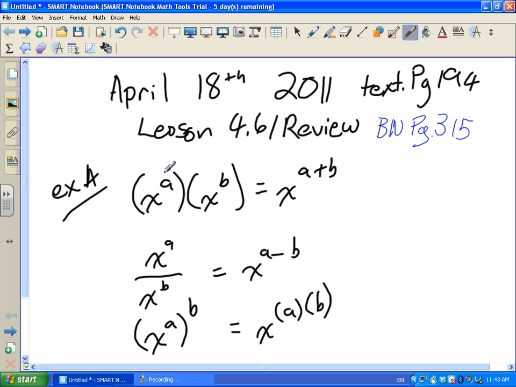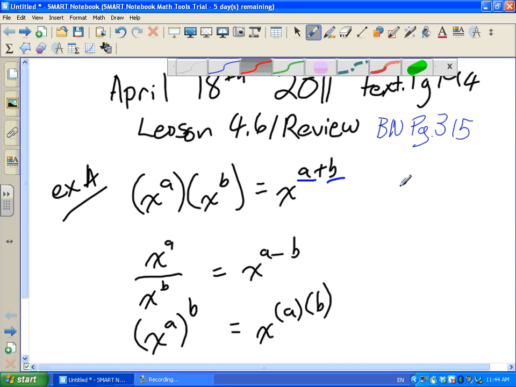So when you have the same base, so we have x and x, could be any numbers, 5 and 5, negative 12, 12, whatever you like. And they have exponents, and you're multiplying them. So for instance, this base is the same. The first exponent is a, and the other exponent is b. When you're multiplying numbers with the same base, and they both have exponents, just add the exponents.